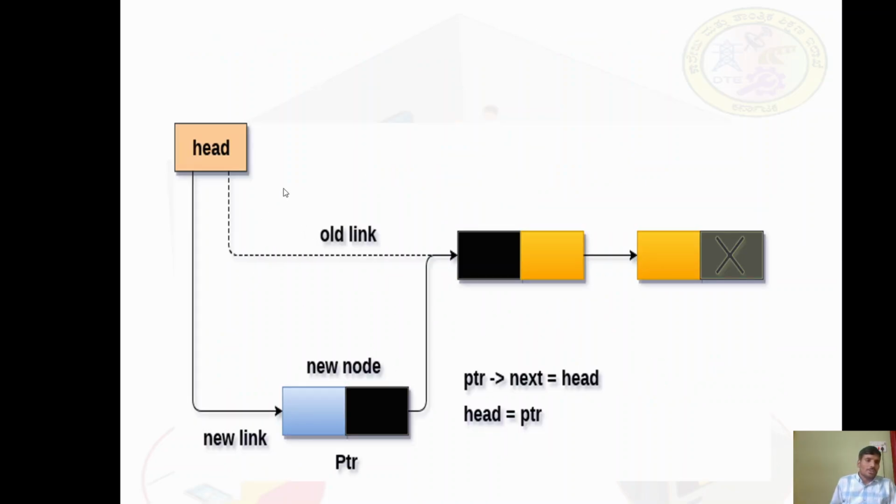So this diagram we already discussed in the last session, inserting a new node. We have already seen this in the last session. The new node's next is pointing to the header's next, and the header is made to point to the new node. So this will insert a new node into the list.